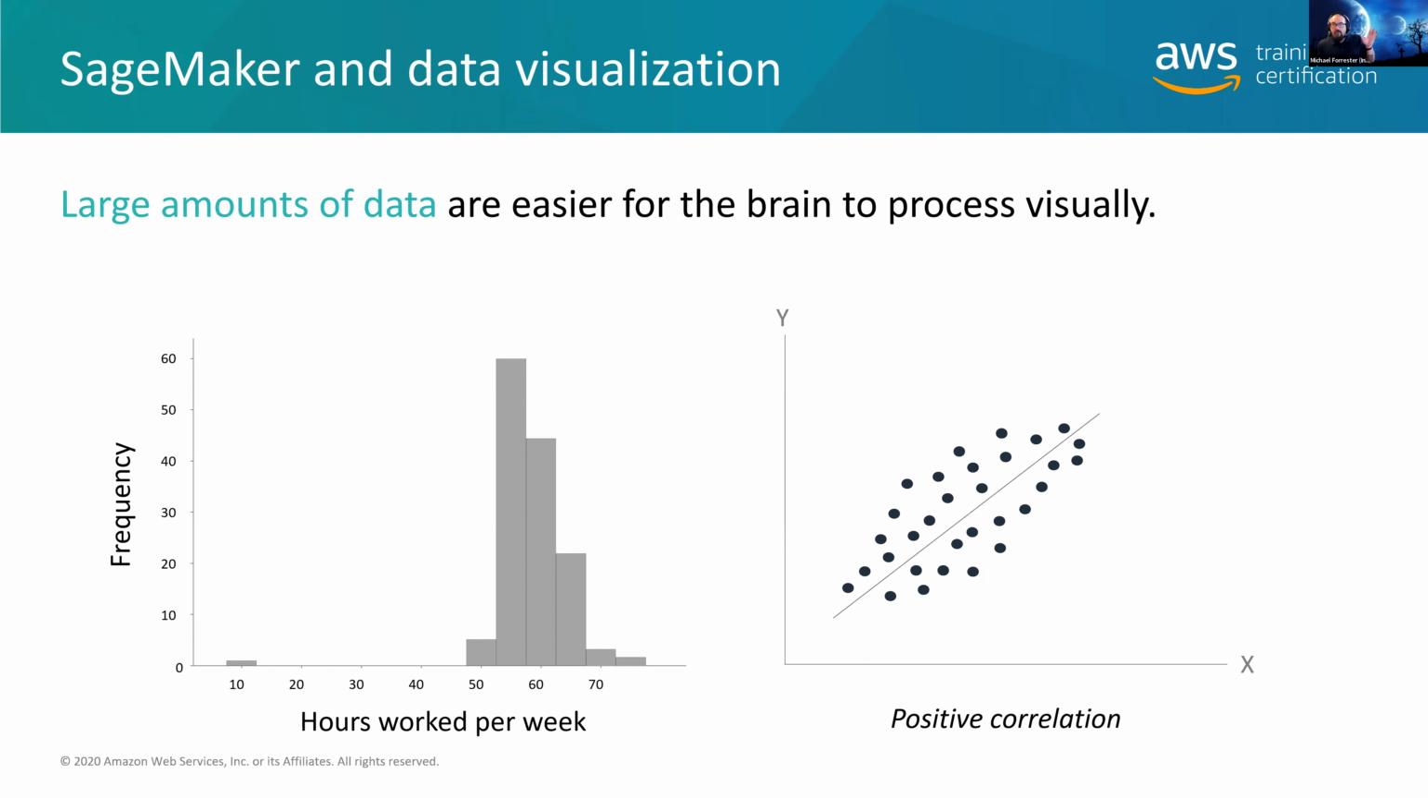Okay, so you set up your notebook, you got your data in it, you want to see the data visually, right? Large amounts of data are much easier for the brain to process visually in terms of pattern recognition. This, by the way, can all be done inside of your Jupyter notebook. You're going to see this. And you're going to get to do this for your projects.